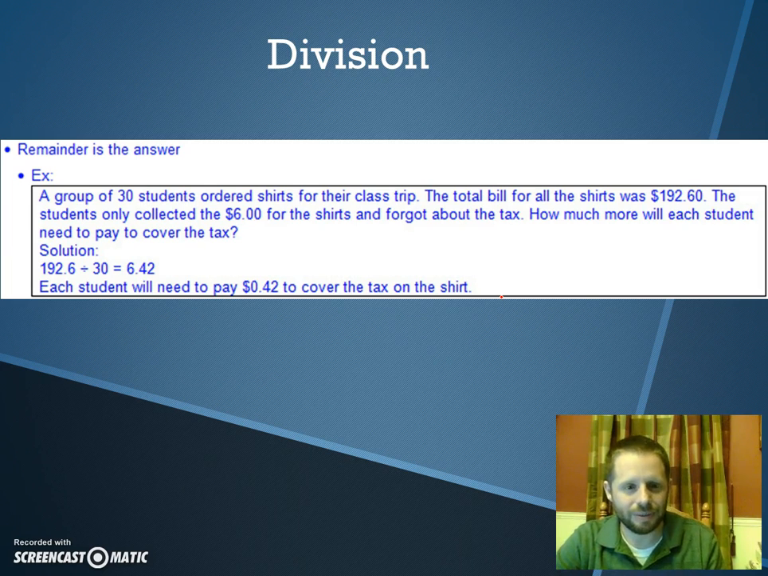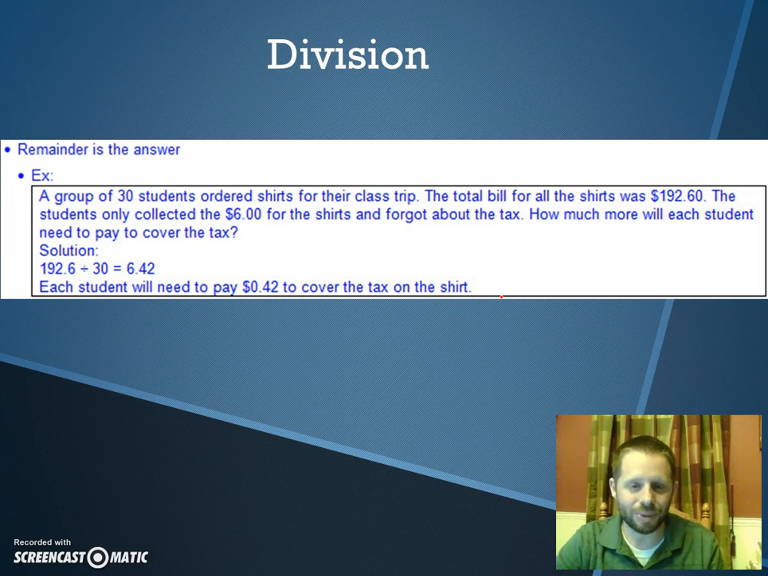So this is kind of interesting. We know there's 30 students, right? And we know that the total bill was $192.60. So if we divide that, we know that each student should pay $6.42. But the problem is that they only paid $6 each. So each student is still going to need to pay another 42 cents to cover the tax for the shirt.